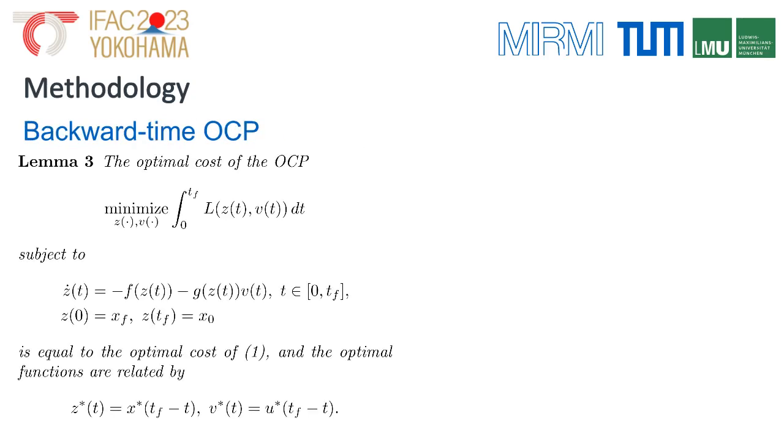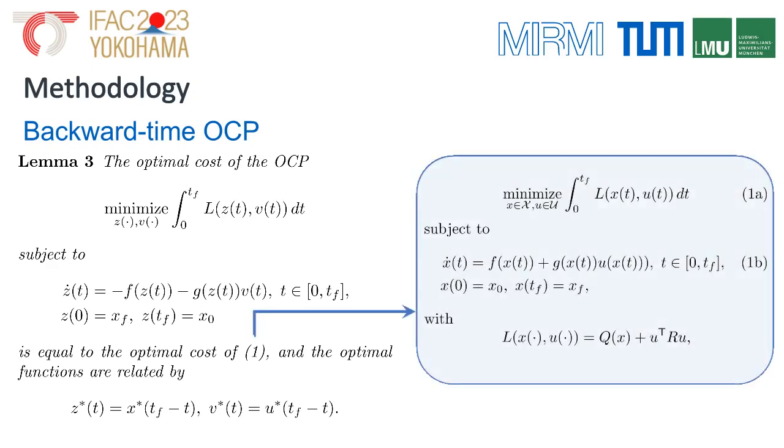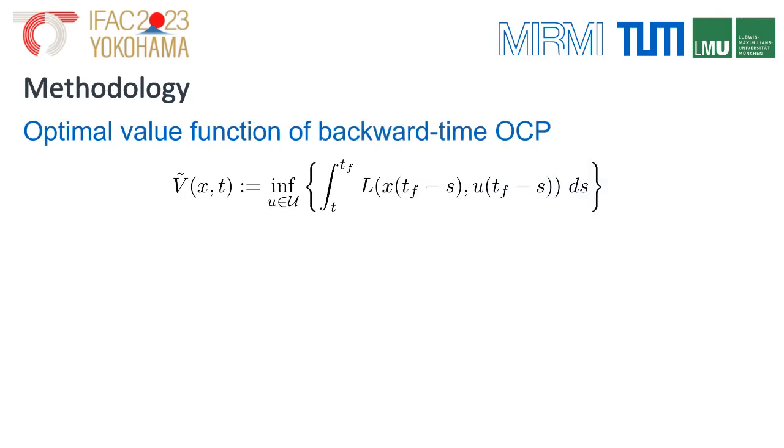To assess the suboptimality of the new trajectories generated by DMP, we will also utilize lemma 3 from our paper. This lemma enables us to convert the original optimal control problem, described in equation 1, into an equivalent problem, where the trajectories are reversed in time, but the costs remain unchanged. In particular, the optimal value function of the backward time optimal control problem will be used now for estimating the suboptimality of the generated solutions by a DMP.